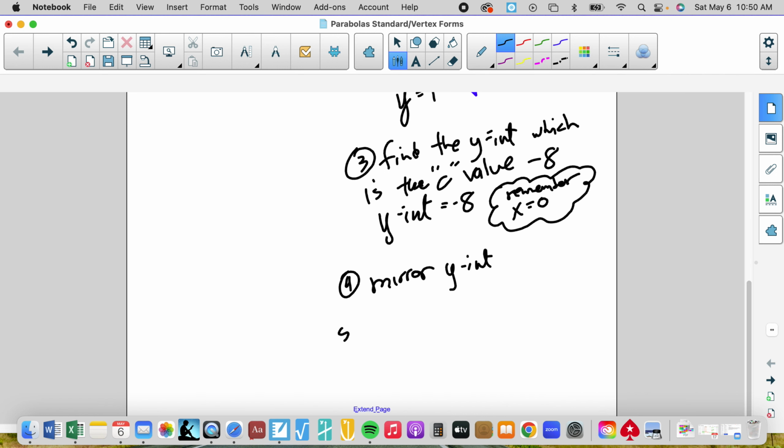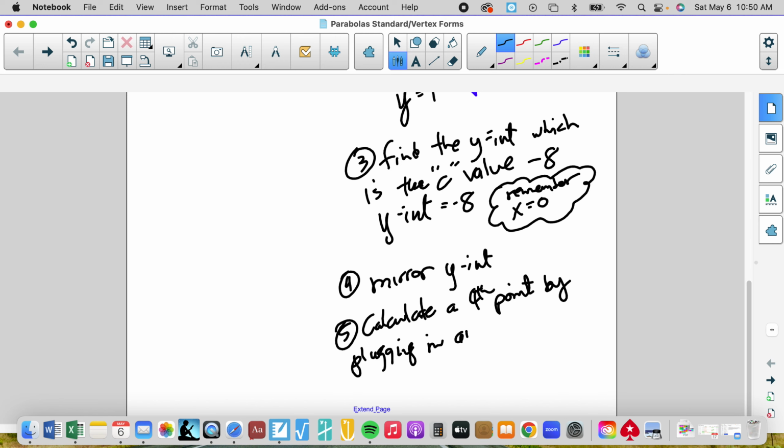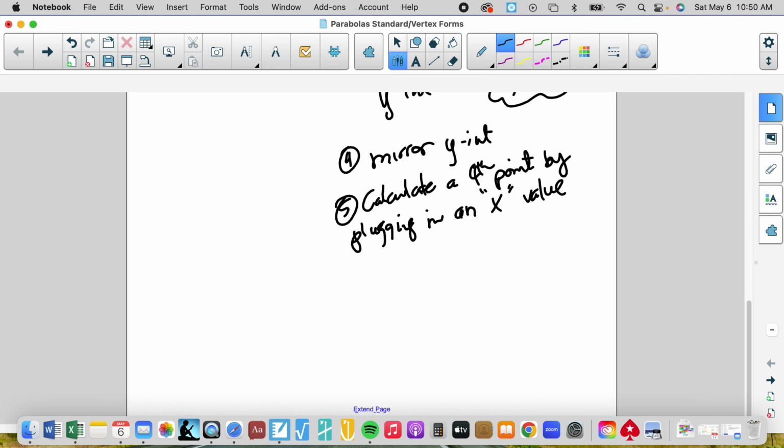And 5 is calculate. Let's write calculate a 4th point by plugging in an x value. So we've used 0, 3, and 6. I pick x equals 1.